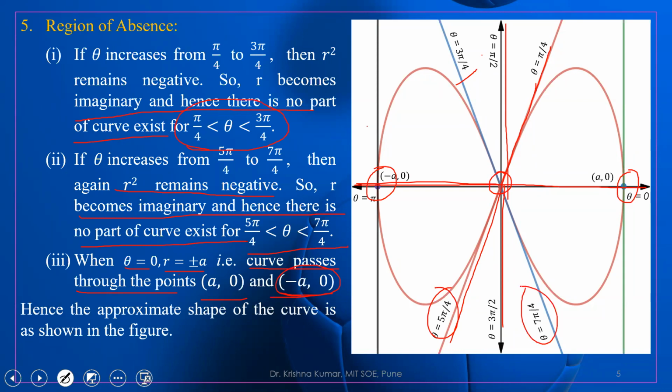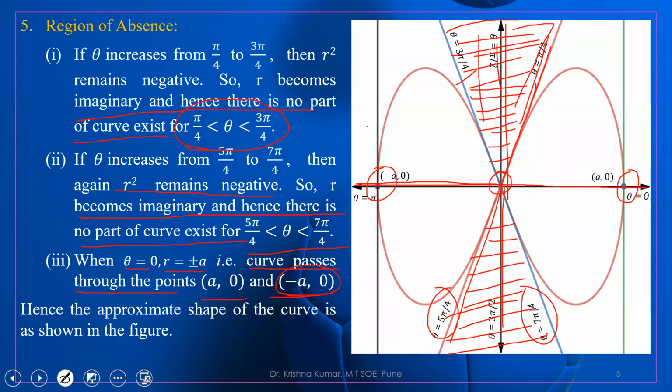And we have already seen that from pi by 4 to 3 pi by 4 in this region, r square will be negative. So there is no part of the curve in this region. In the same manner over here, there is no part of the curve. Why? Because for this value of theta, r square should be negative, meaning r is imaginary.